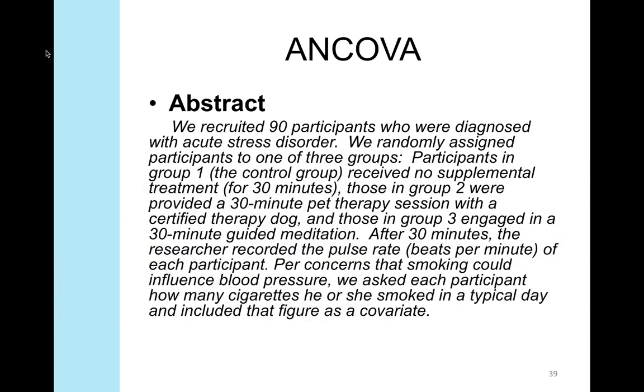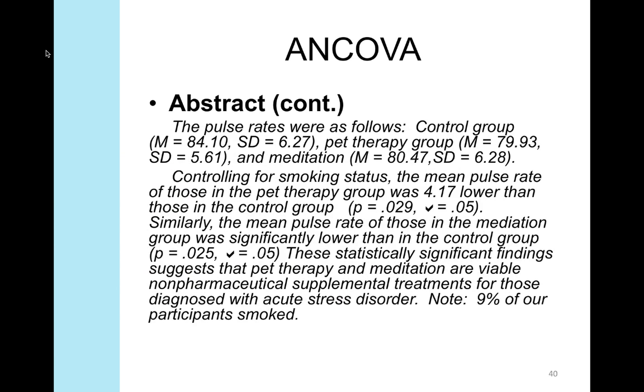Here is our abstract. This gives us context on the particular study. First we list our descriptive statistics showing our means and standard deviations, and then we indicate our covariate, controlling for smoking status. The mean pulse rate of those in the pet therapy group was 0.417 lower than those in the control group. Similarly, the mean pulse rate of those in the meditation group was significantly lower than those in the control group.